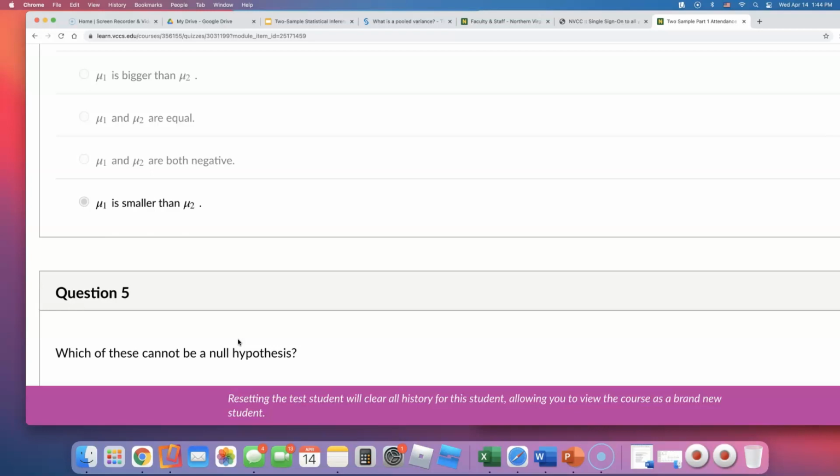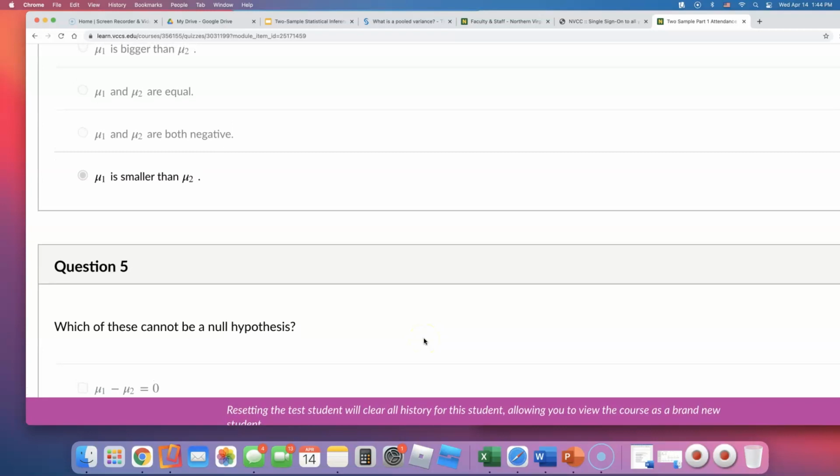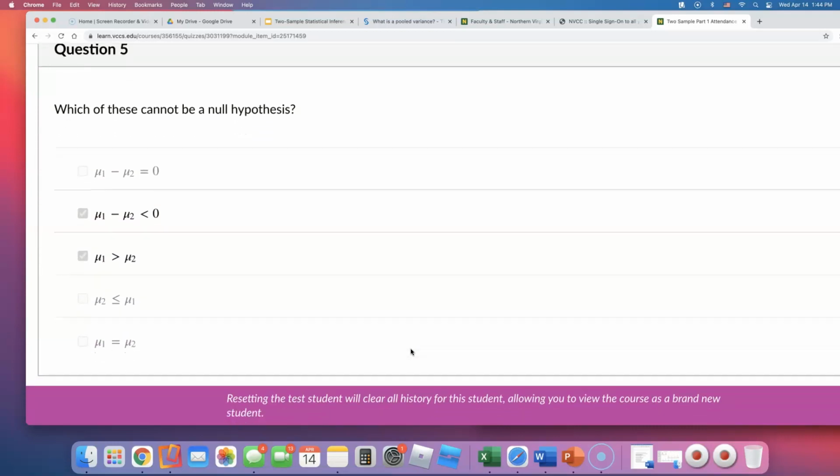Which cannot be a null hypothesis? Now remember, to be a null hypothesis, you must have an equal sign, right? Either equal sign or greater than or equal to or less than or equal to. So take a look at those two that I clicked on. This one cannot be a null hypothesis because it says less than. It doesn't say less than or equal to. So this only can be an alternative hypothesis.